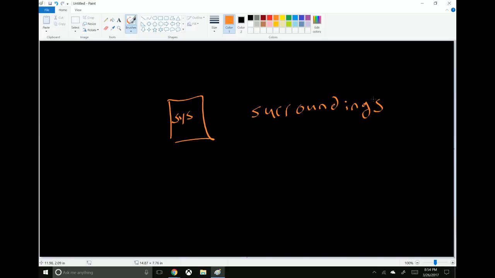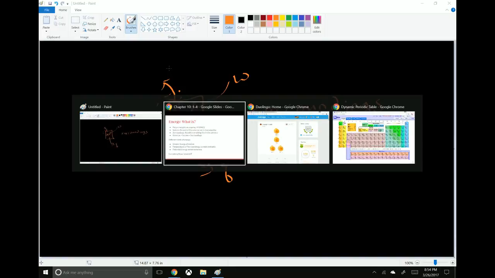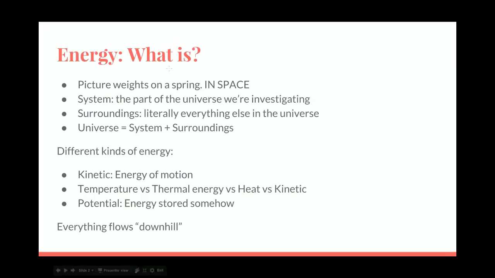You have to pay attention to this divide. You have to think about it in these terms because you need to consider the system in terms of the surroundings. They interact with one another. The system can lose heat to the surroundings. The surroundings can do work on the system. Or maybe the system loses a significant amount of material to the surroundings. When you study thermodynamics, you have to think about these things in terms of their interactions.